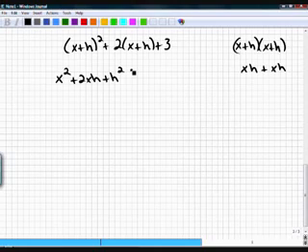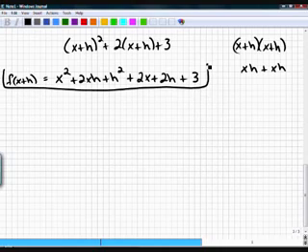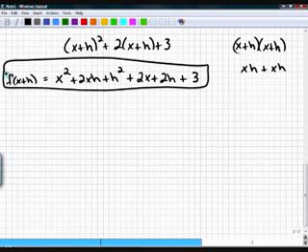Any question on how to foil that? Now we have to do 2 times x plus h, which would be 2x plus 2h, and then plus 3 tacked on the end. Can we combine any of that? No, we cannot. So therefore, that would be f of x plus h. You can write it in any order you want to.